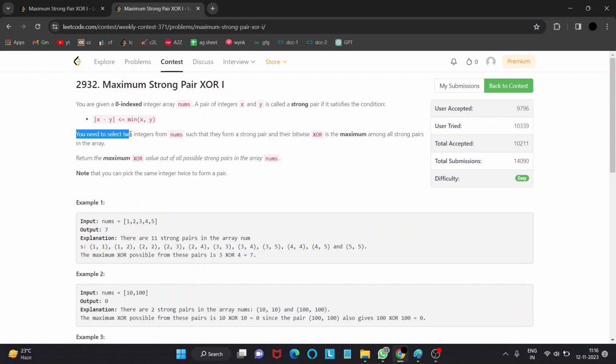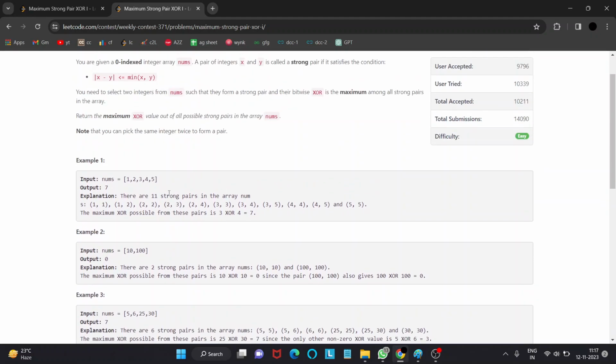And you need to select two integers from nums such that they form a strong pair and their bitwise XOR is maximum among all the strong pairs in the array. So what we need to do is, when we get an array, find all the pairs which satisfy this particular condition, and among all those pairs find the maximum bitwise XOR. We just have to return the maximum XOR value out of all the possible strong pairs.